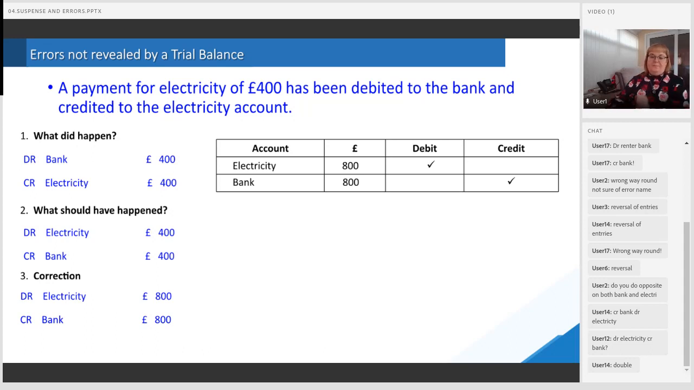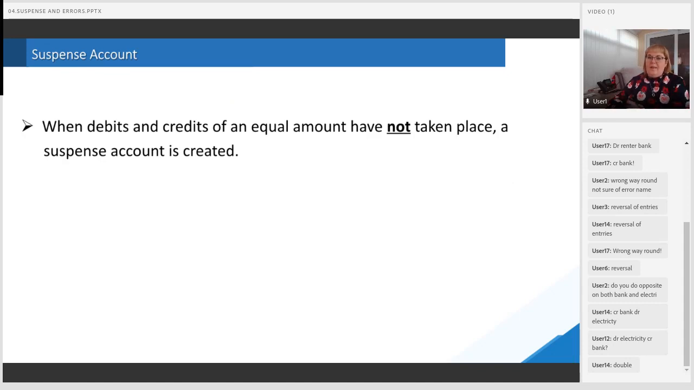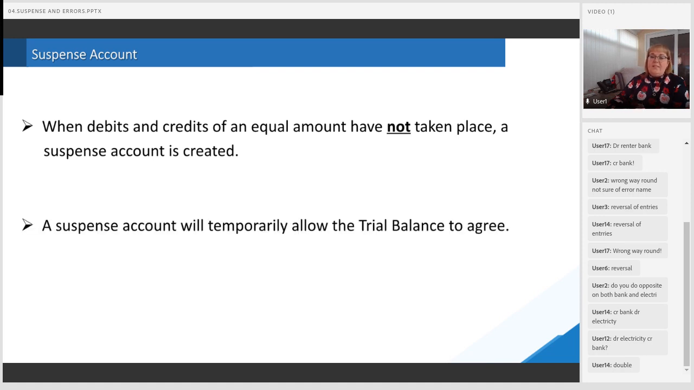They'll still work. So coming on to the slightly harder stuff now. When we have a breakdown of double entry, when debits and credits are broken down, we need a suspense account. And when having a suspense account, it will enable our trial balance to temporarily agree. Now, the reason that you may need a suspense account is because obviously things have gone wrong. And as a business, you may need to be able to close the ledgers quickly and to move on to the following month's transactions.